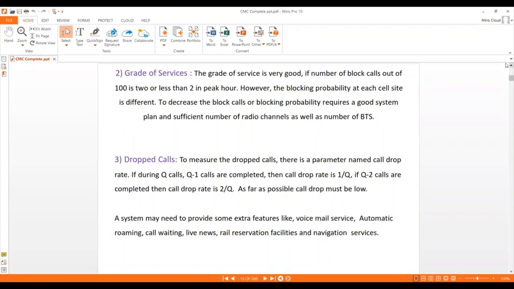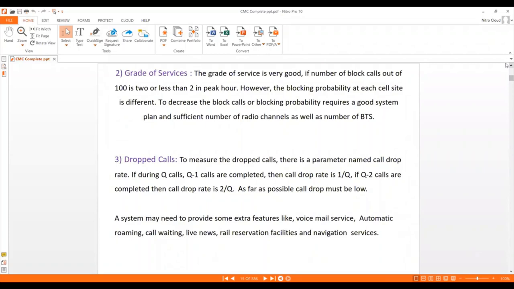Similarly, the next point is dropped calls. To measure dropped calls, we use a parameter called call drop rate. Out of a particular number of calls, say Q calls, if Q minus 1 calls are completed, then the call drop rate is 1 by Q. If Q minus 2 calls are completed, then the call drop rate is 2 by Q. As far as possible, call drop must be low. Otherwise, the service quality can be said to be not so good.